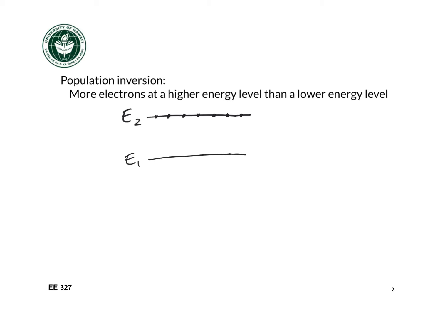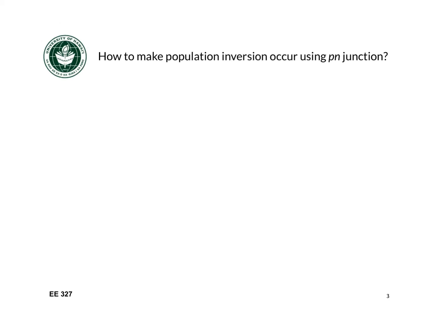we need this kind of situation to occur to have population inversion. And this is not something that naturally occurs, because for all systems, the system wants to get to its lowest energy level state. So this is not the lowest energy level state. It's not something that will naturally happen. So we need to engineer a way to make population inversion occur. And we can do this in a p-n junction. So how are we going to make population inversion happen just using a p-n junction?